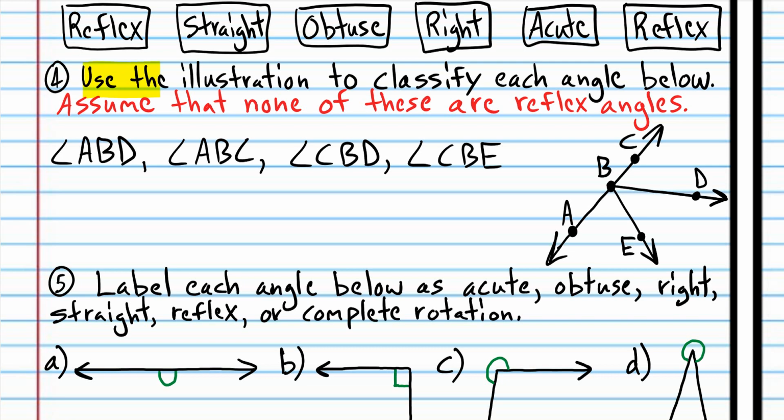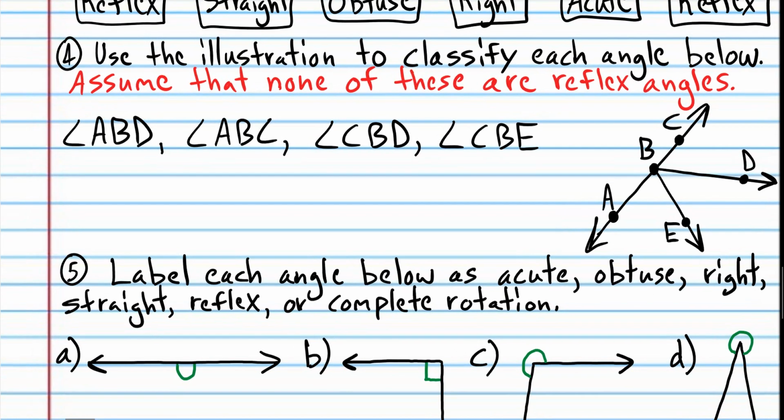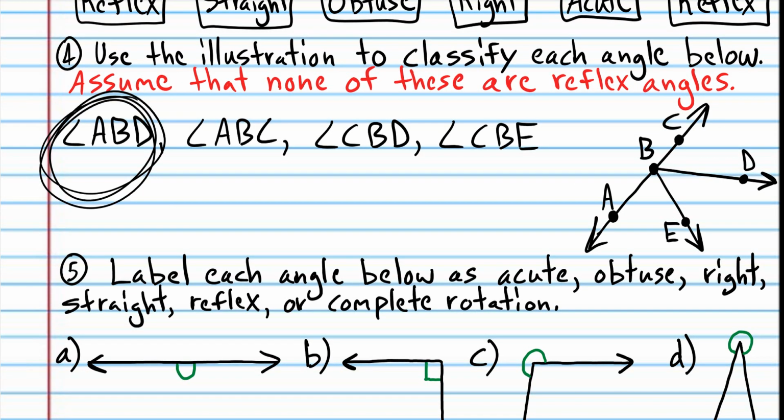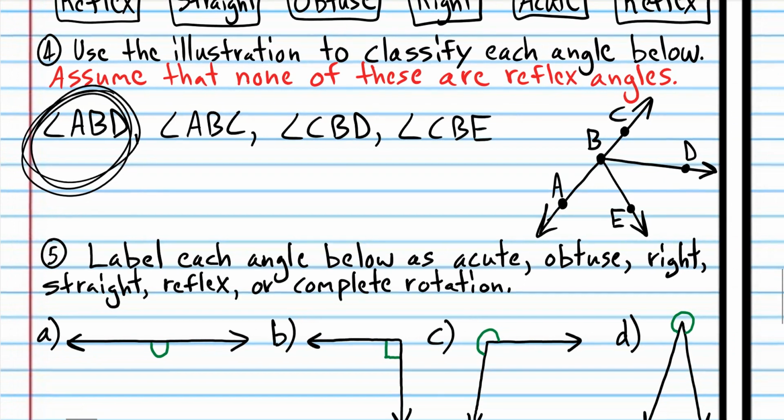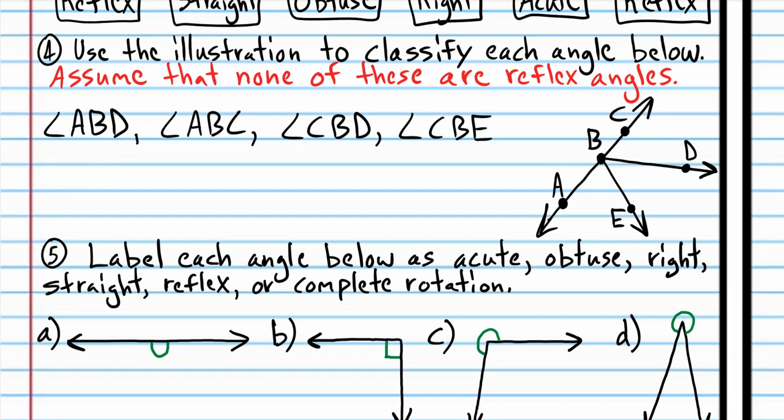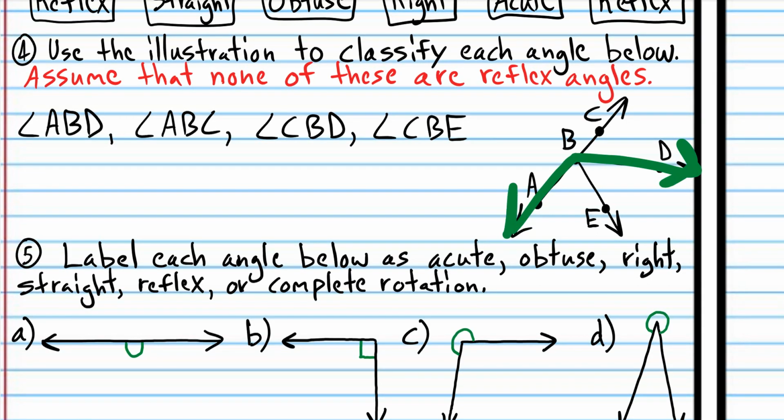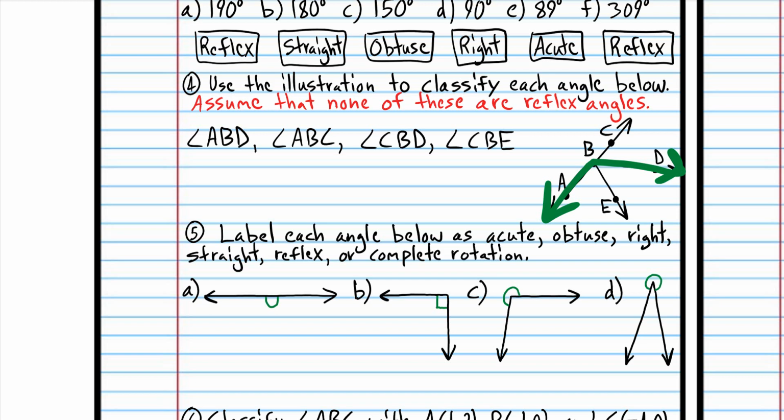Okay, it says here, use the illustration to classify each angle below. And it says, assume that none of these are reflex angles. We're going to talk about what that means as we go along here. So let's try to classify this angle ABD. Angle ABD is the angle with these green rays. We want to classify that. Is it acute, obtuse, a straight angle, a right angle, reflex, a complete rotation angle? What is that?